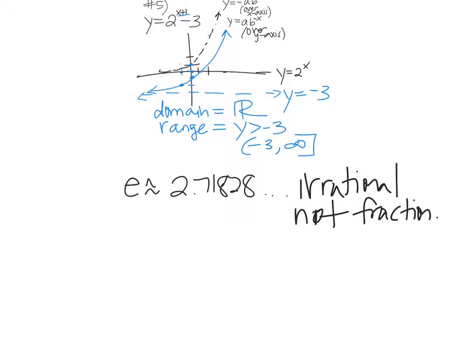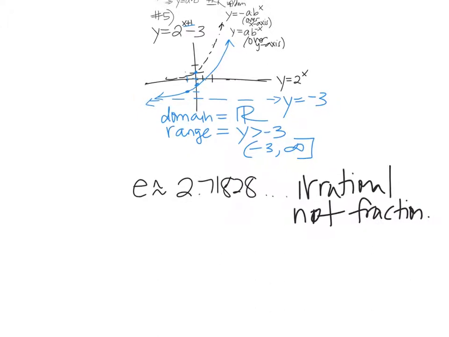Like pi. They used to think pi was 22/7. 22/7 is pretty darn close. Look at that. 3.14285. Ooh, 3.141. See, it's really close. But pi is not a fraction, and neither is e. They're both irrational numbers.